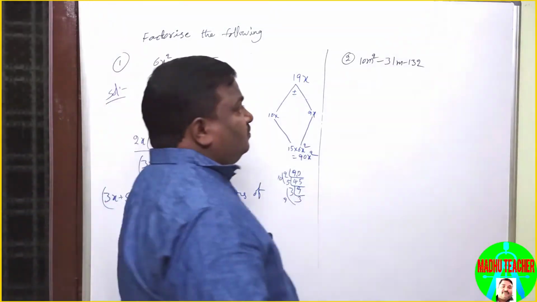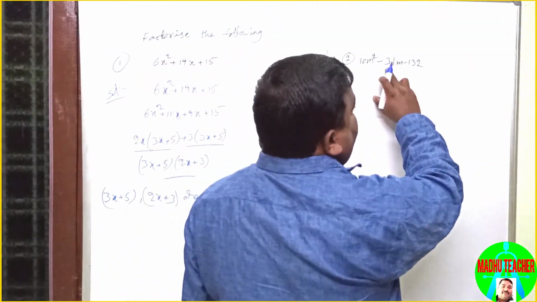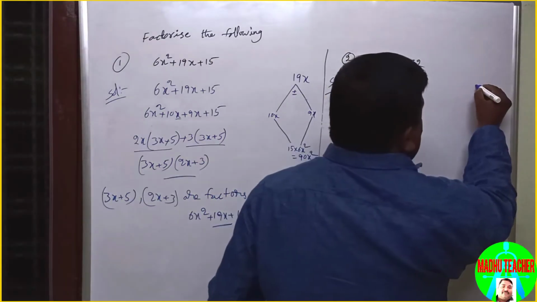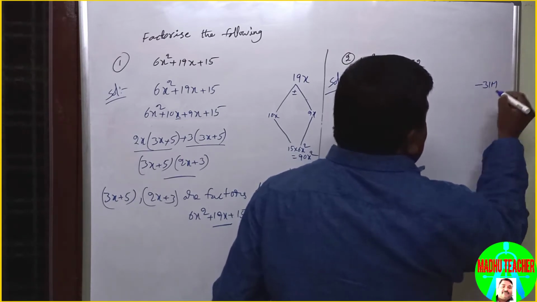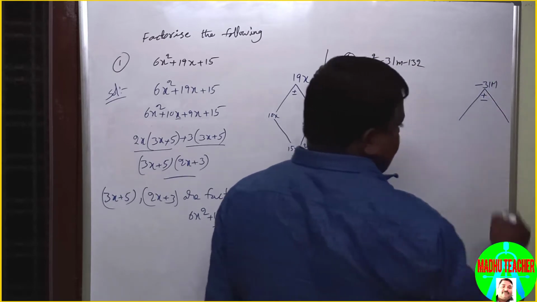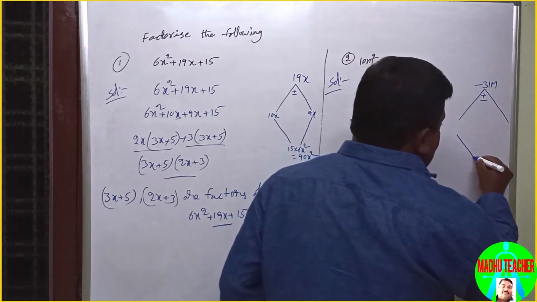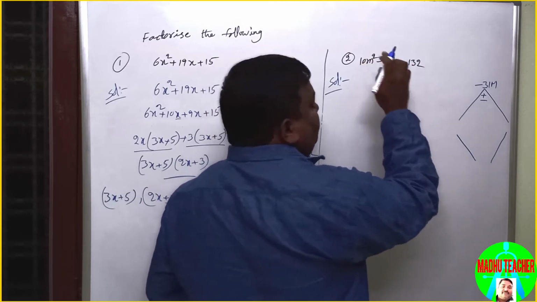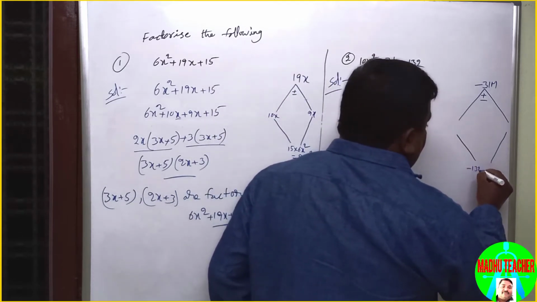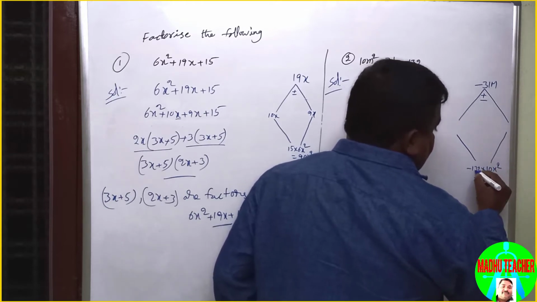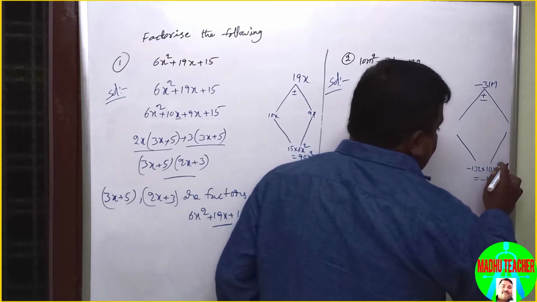Next one, 10m square minus 31m minus 132. First, you have to split the minus 31m into two parts by using addition or subtraction, and their product should be equal to minus 132 into 10m square, that equals minus 132 into 10, 1320. So this is not x, it is m square.